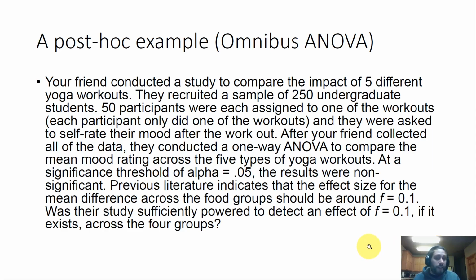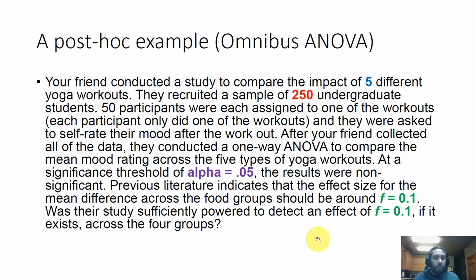So again, I'm going to go ahead and highlight the important numbers here. So we have 5 groups, 250 undergraduate students with 50 in each group, an alpha value of 0.05. We are also conducting a one-way ANOVA, and our effect size is 0.1.